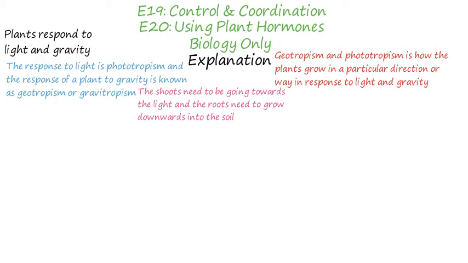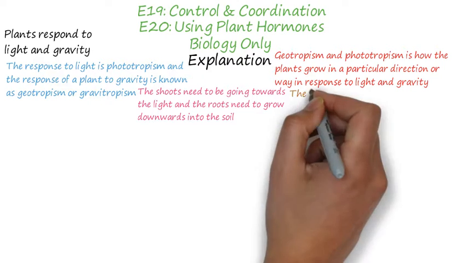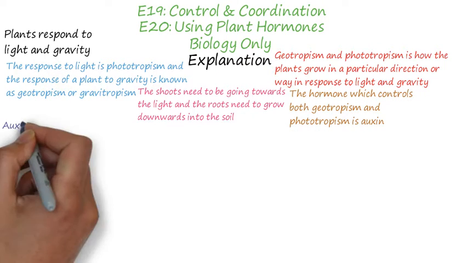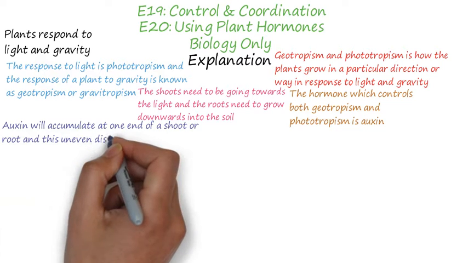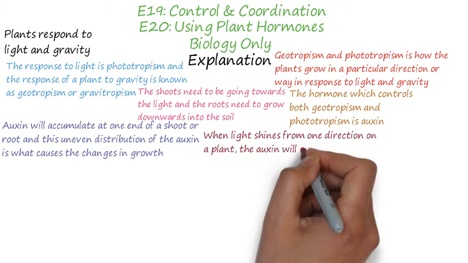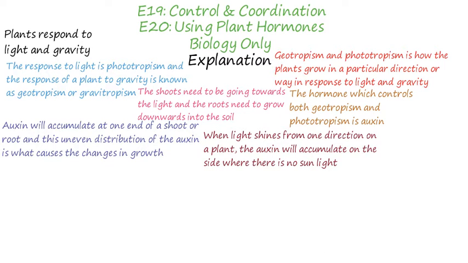So geotropism and phototropism is how the plants grow in a particular direction or way in response to light and gravity. The hormone which controls both geotropism and phototropism is auxin. Auxin will accumulate at one end of the shoot or root, and this uneven distribution of the auxin is what causes the changes in growth.